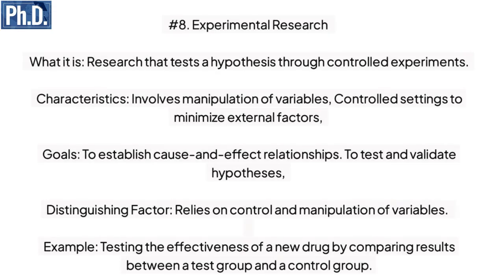Number 8. Experimental research. What it is? Research that tests a hypothesis through controlled experiments. Characteristics. Involves manipulation of variables, controlled settings to minimize external factors. Goals. To establish cause and effect relationships. To test and validate hypotheses. Distinguishing factor. Relies on control and manipulation of variables. Example, testing the effectiveness of a new drug by comparing results between a test group and a control group.